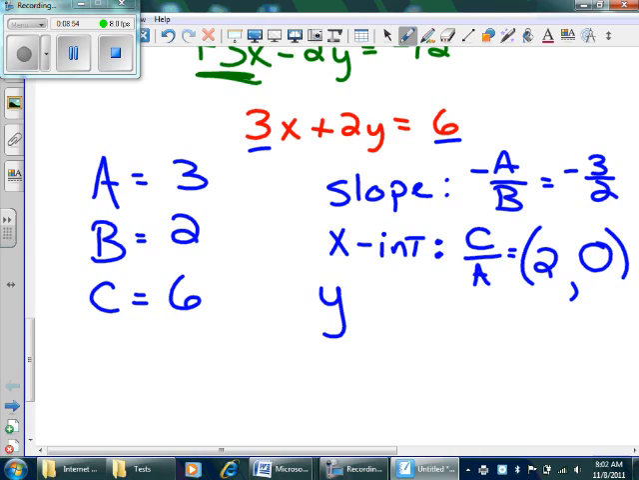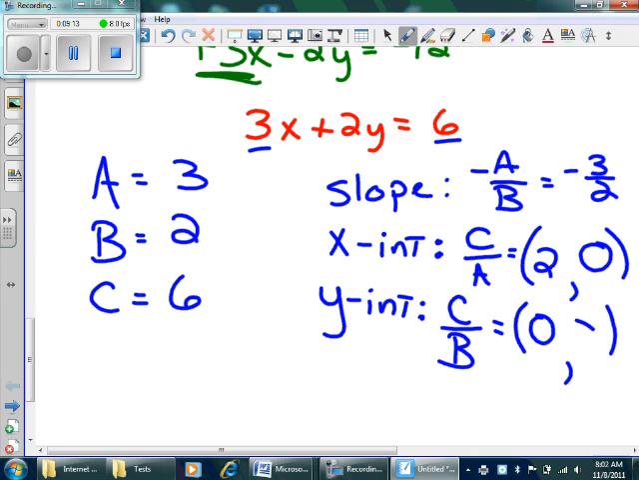Also, I can tell the y-intercept. The y-intercept is C divided by B when I'm in standard form. I know the y-intercept has an x-coordinate of 0. Has to be on the y-axis. The y-coordinate of the y-intercept in this case would be 3. How did I get 3? I divided 6 by 2. It's that simple. Now that I know 2 points and a slope, I can graph. I can get as many points on that line as I want. In fact, I will go ahead and graph.